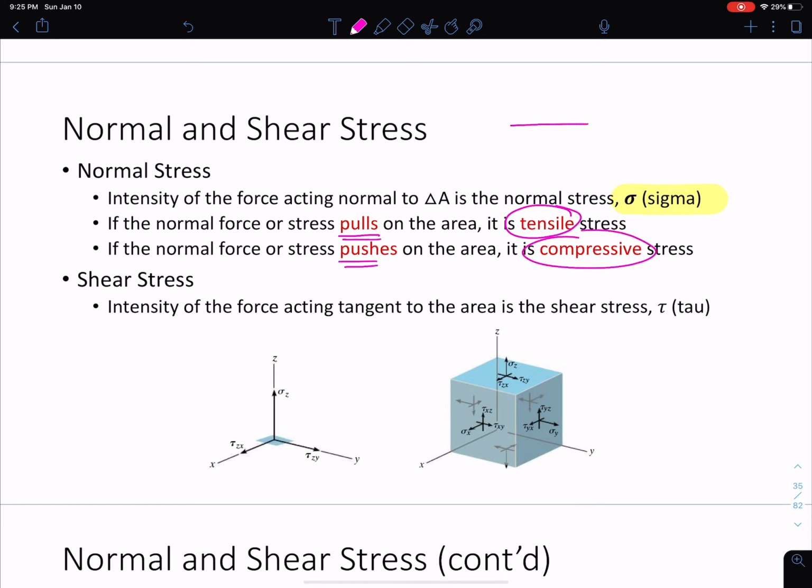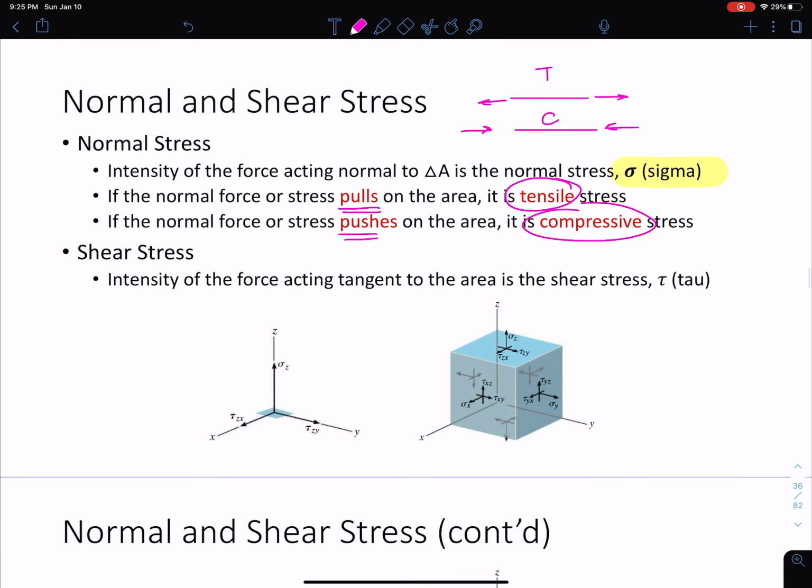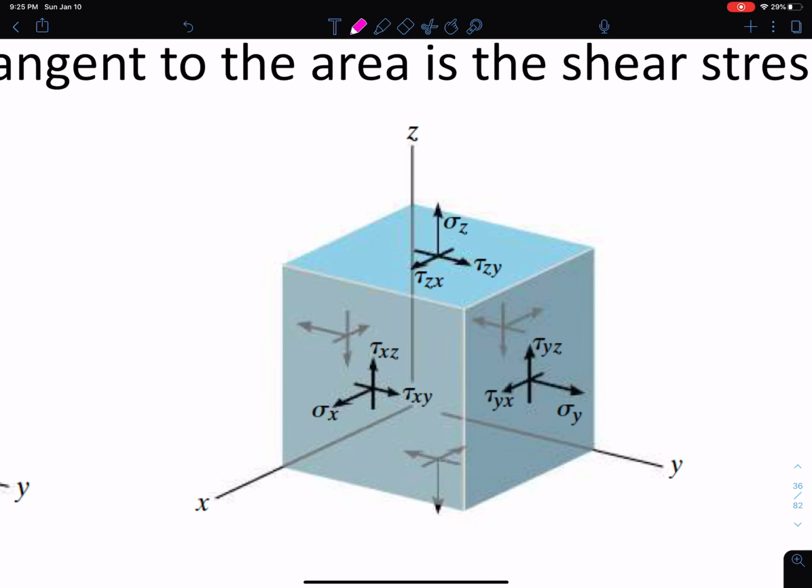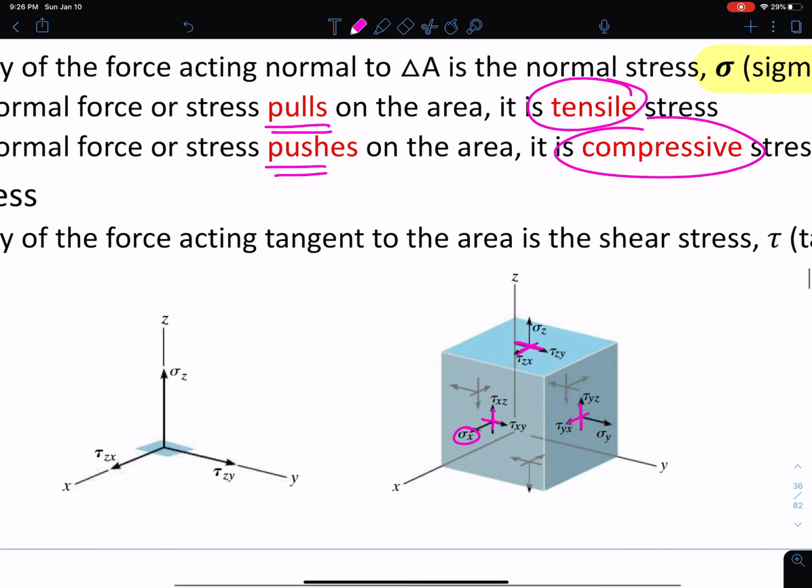So here I have a bar and I'm pulling on the bar. This is tension. Here I have a bar and I'm pushing on the bar. This is compression. Okay. My shear stress is the intensity of the force acting tangent to the area, right? So here you can see this is tangent to this plane, whereas the normal here, it's kind of hard to see, but it's coming out of the page, in that third dimension.